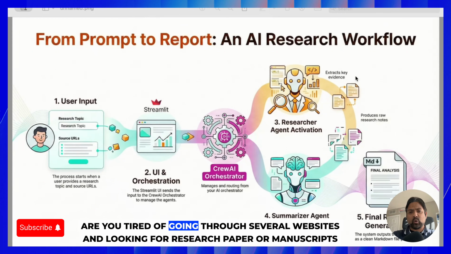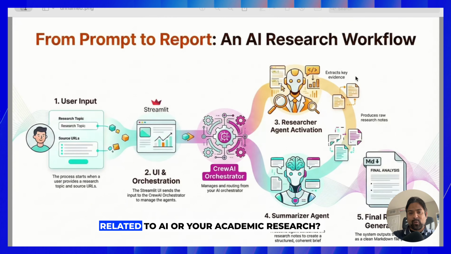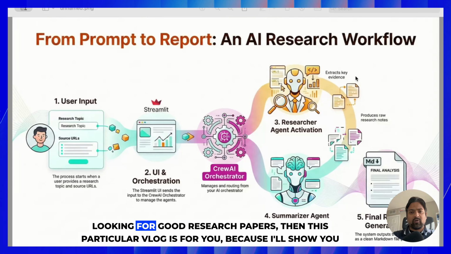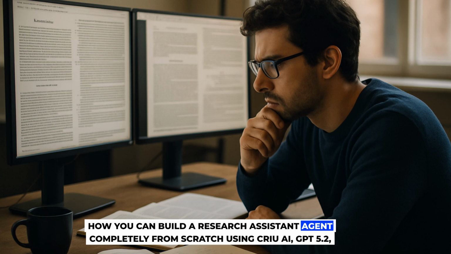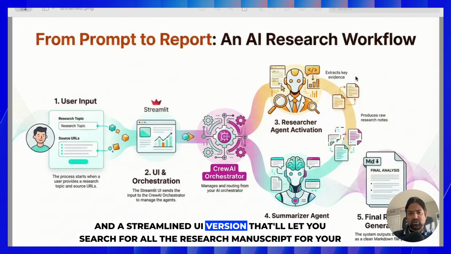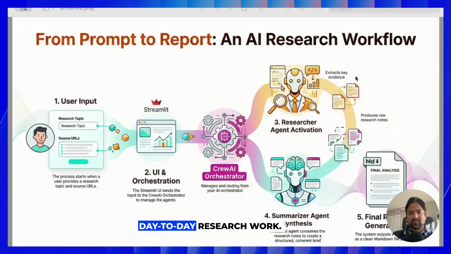Are you tired of going through several websites and looking for research papers or manuscripts related to AI or your academic research? If that's the case, and you're an AI engineer or an academic researcher who always spends hours and hours looking for good research papers, then this particular vlog is for you, because I'll show you how you can build a research assistant agent completely from scratch using CrewAI, GPT 5.2, and a Streamlit UI version that'll let you search for all the research manuscripts for your day-to-day research work.